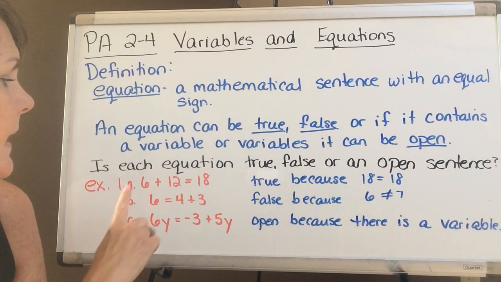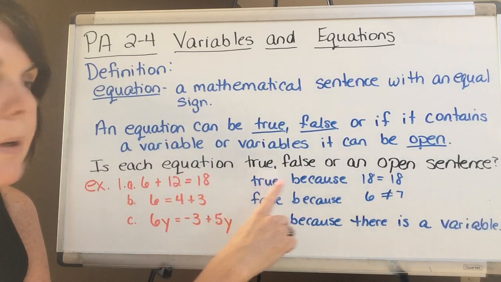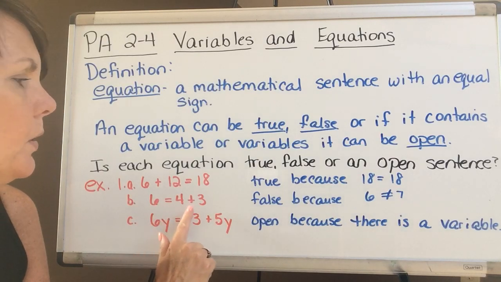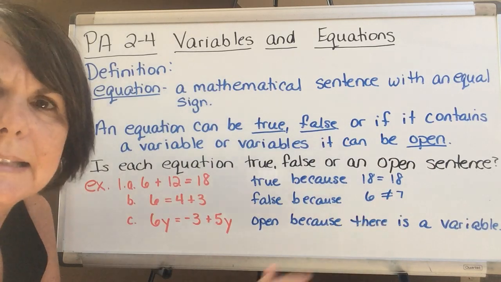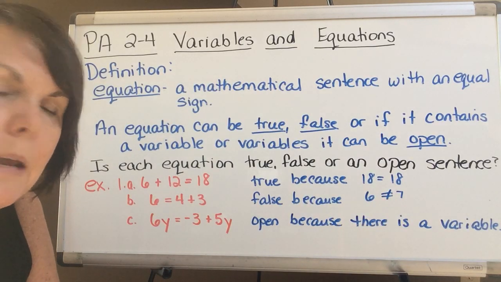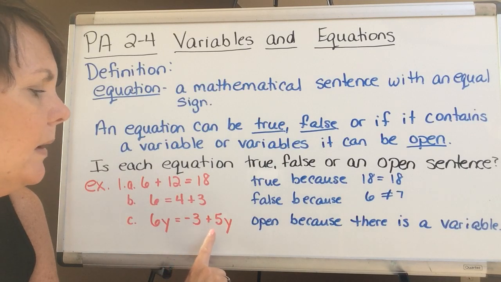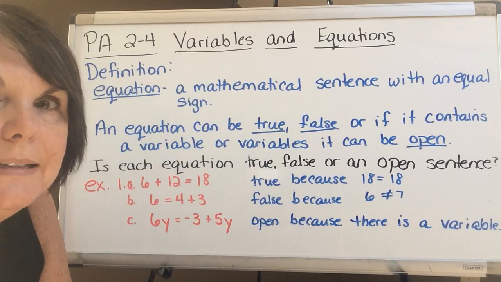Example 1a, 6 plus 12 is 18. Well, 6 plus 12 is 18, so that would be true because 18 does equal 18. Look at letter B, 6 equals 4 plus 3. Well, that would be false because 4 plus 3 is 7 and 6 does not equal 7. That's a false statement. And letter C, 6y equals negative 3 plus 5y. It contains a variable and that makes it open.